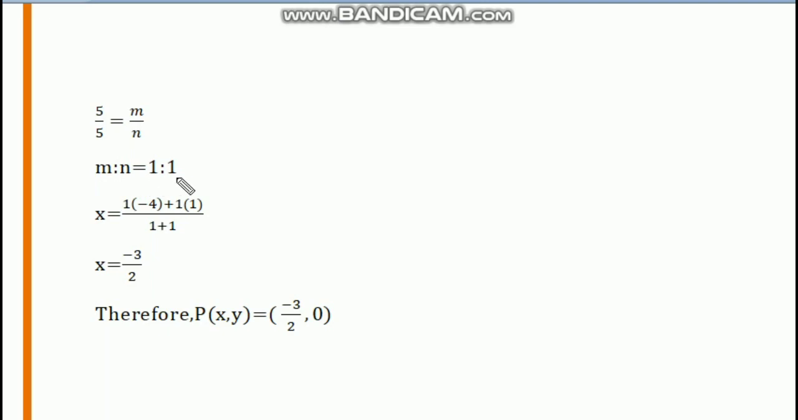At the same time, they asked to find the point. Already we know the point is (x, 0). So we need to find the value of x. Equate the x coordinate. So x is equal to (mx2 + nx1)/(m + n). We know the values of m and n, substitute here. And we know x1 and x2. So (1 of -4 + 1 of 1)/(1 + 1). So the value of x is equal to -3 by 2. Therefore the point is (-3/2, 0).